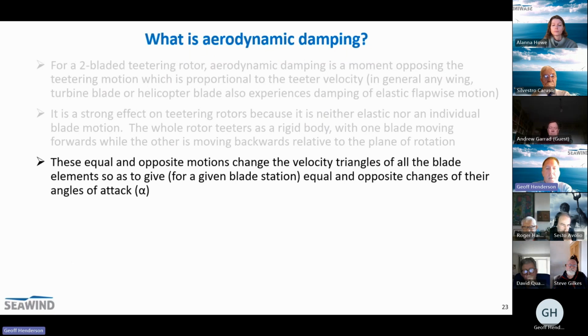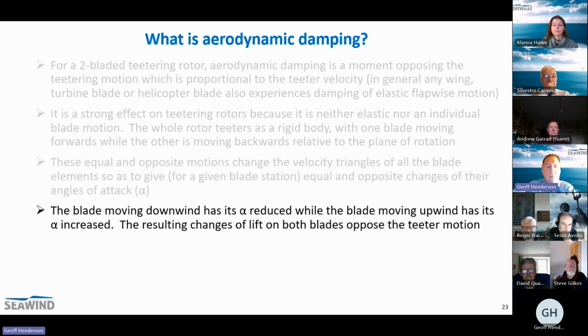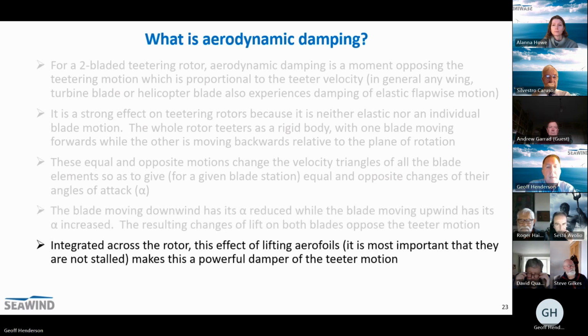These equal and opposite motions change the velocity triangles of all the blade elements so as to give equal and opposite changes of their angles of attack, alpha. So the blade moving downwind has its alpha reduced, while the blade moving upwind has its alpha increased, and the resulting changes of lift oppose the teeter motion.